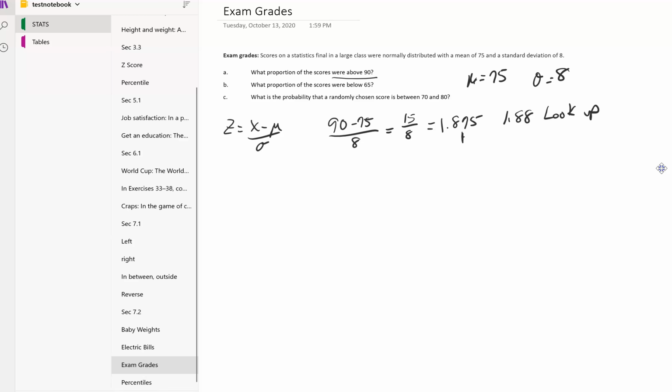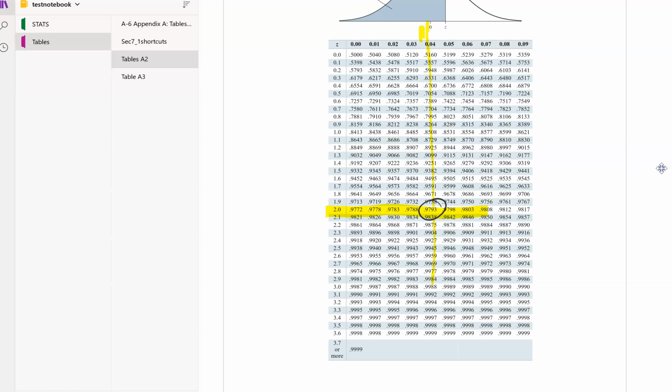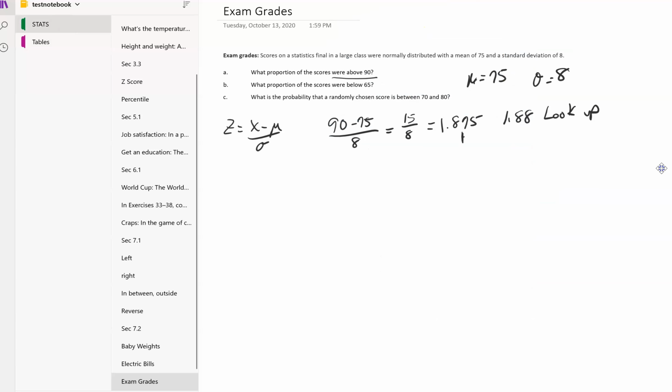So I'm looking up 1.88 in the table. 1.8 and 8. So it's 0.9699. And the answer is above. So above is greater. So it's 1 minus 0.9699. So my answer is 0.0301.